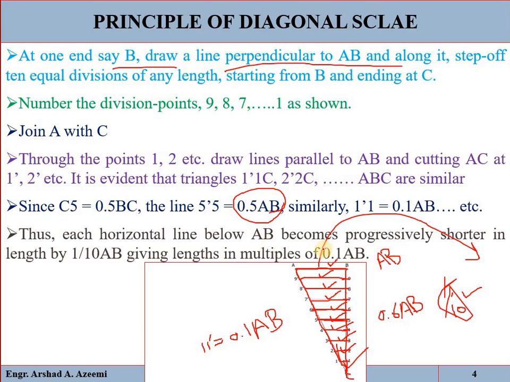Thus, each horizontal line below AB becomes progressively shorter by 1/10th of AB. Suppose that is the given AB line. So 9, 9 dash will be 1/10th less than AB. Similarly, 8, 8 dash will be 1/10th less than 9, 9 dash. Progressively the length of each parallel line reduces by 1/10th of AB. So these are the 1/10th multiples of the given AB line.